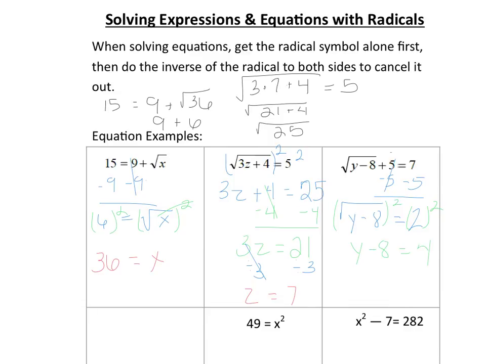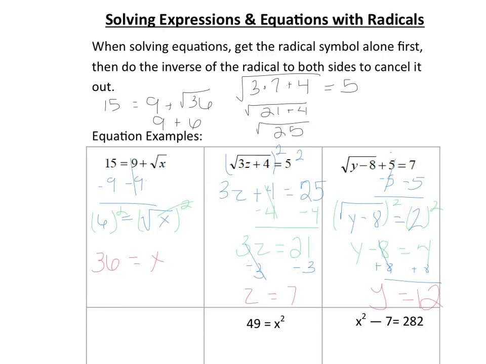Remember that the exponent 2 and the radical sign cancel each other out. So the square root of y minus 8, squared, is just going to be y minus 8. And then we do it to both sides and get 2 squared, which is 4. We then add 8 to both sides, because we need to make our zero pair, and we're left with y is equal to 12.